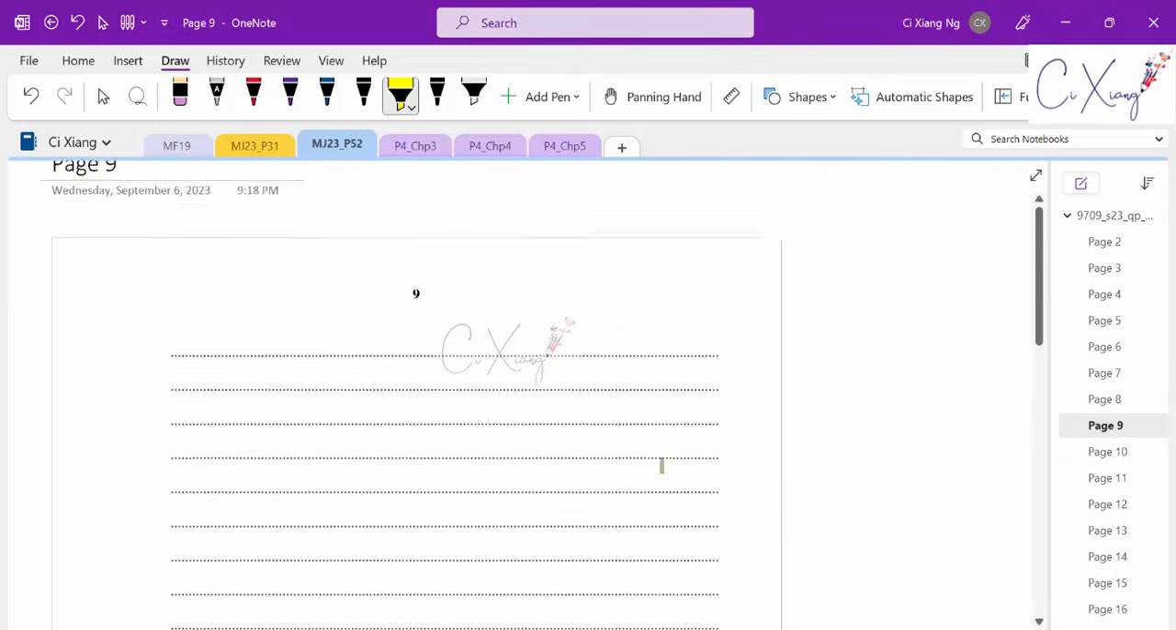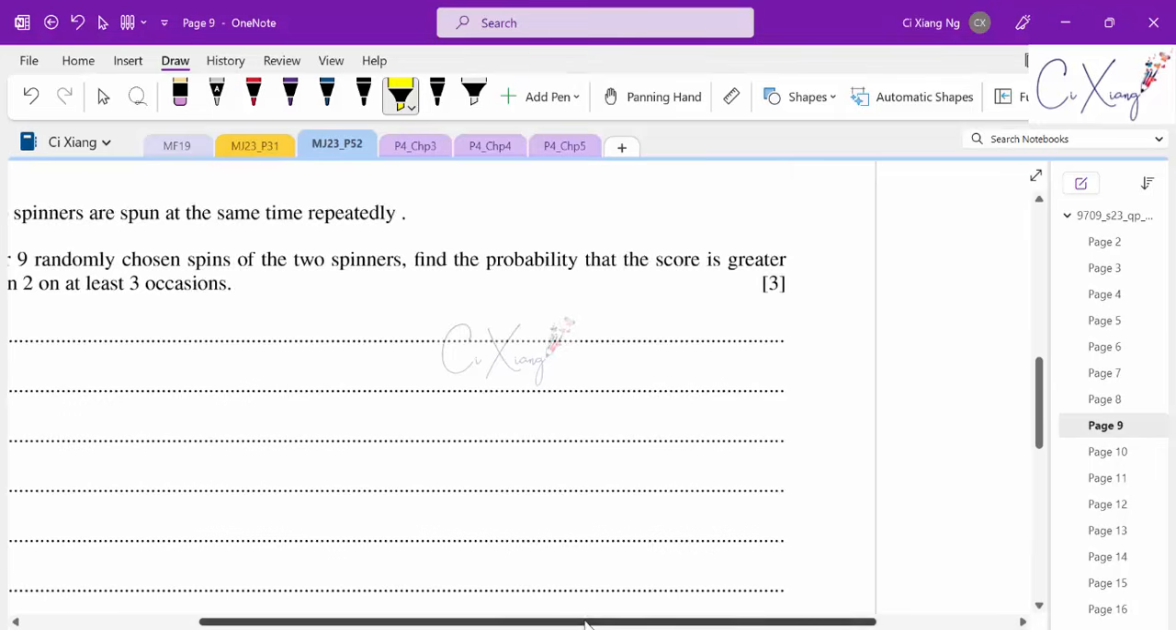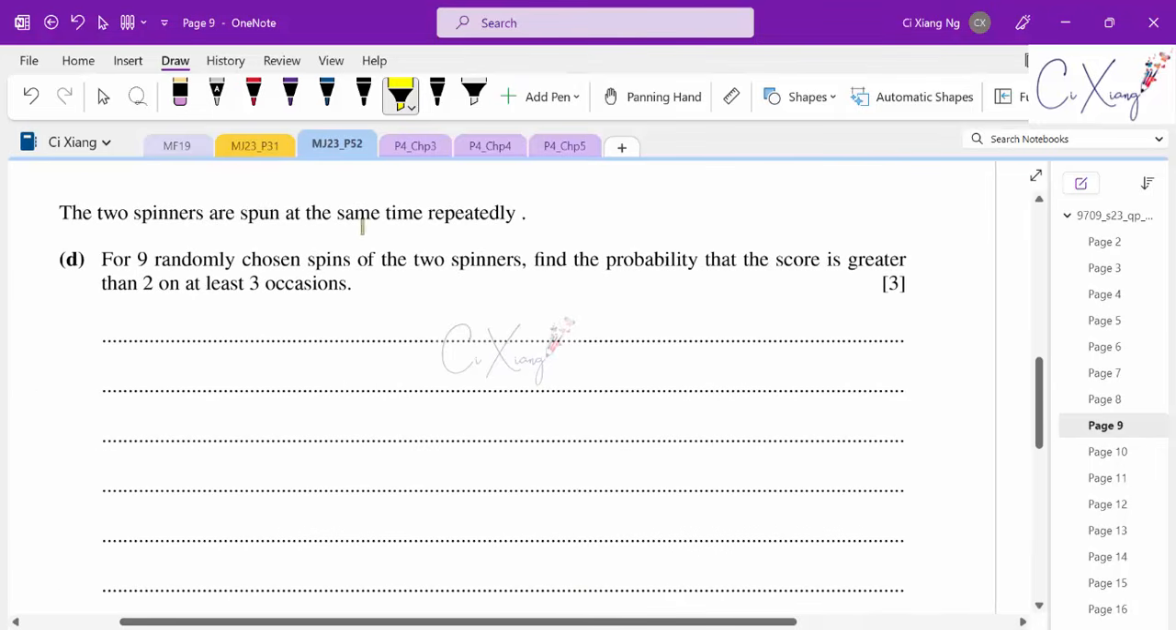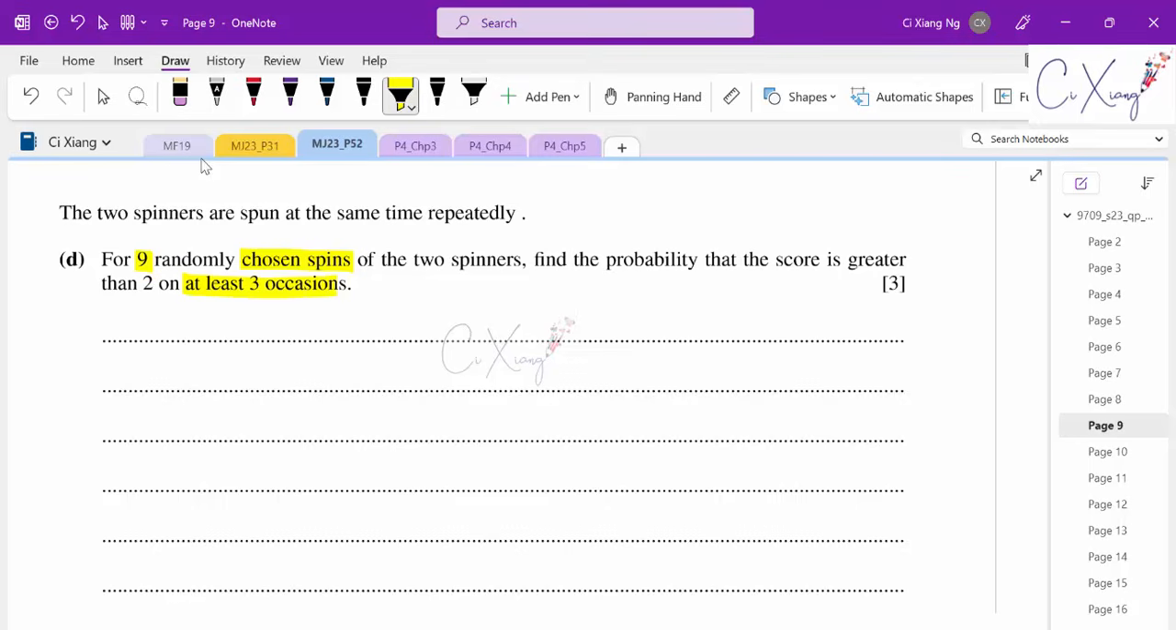Part D. So for part D, now I have 2 spinners spun at the same time repeatedly, so they always repeat to throw the 2 spinners at the same time. For 9 randomly chosen spins of the 2 spinners, find the probability that the score is greater than 2 on at least 3 occasions. So now you can see that I'm having 9 occasions here, or 9 spins, and out of the 9 spins, at least 3 of them something happened.